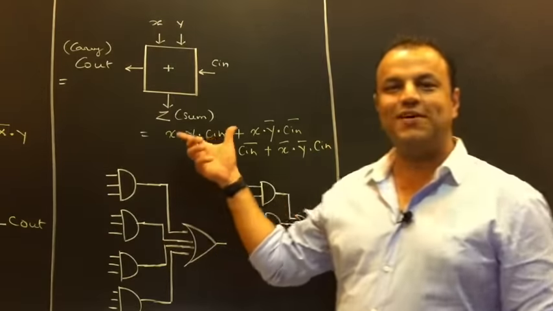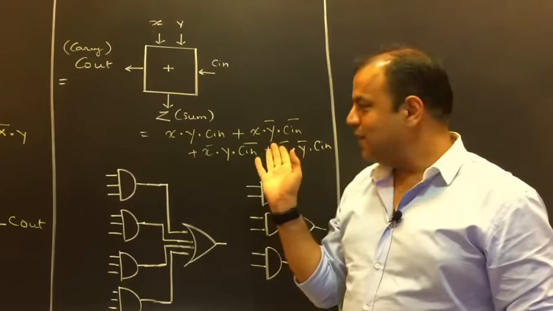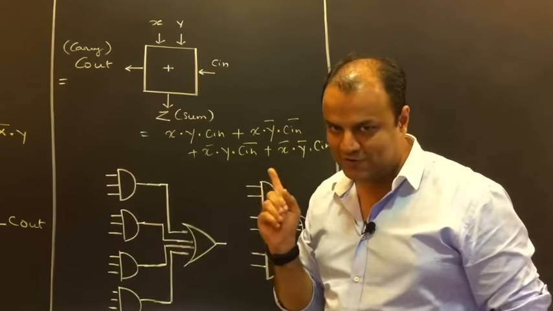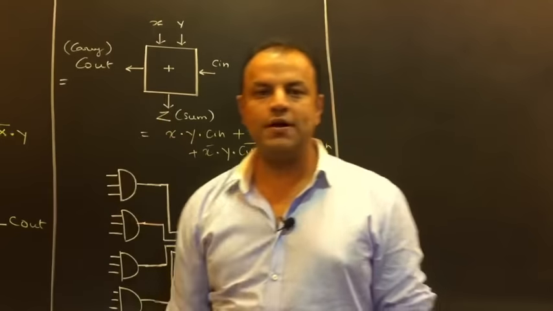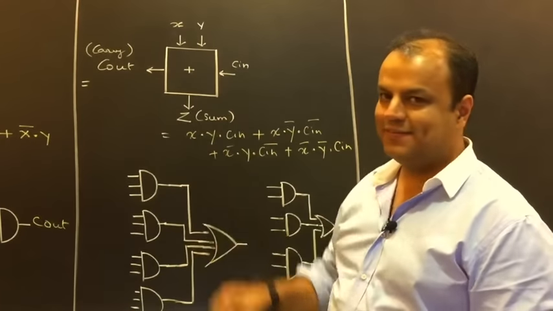So what are your conditions? Either all the 3 are 1 or any one of them is 1 provided the other 2 are 0. That's your sum. Are you going to by heart this? No, you understood this, right? Good. Now, carry. You are adding 3 bits, X, Y and C in.